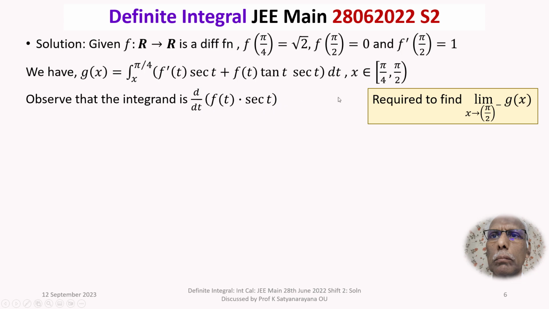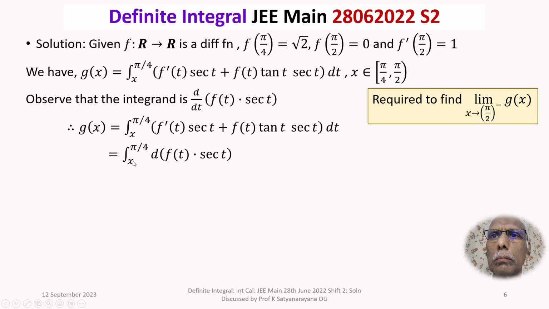So let's get into g of x. So g of x is equal to the definite integral from x to pi by 4 of the integrand, which is equal to the integral from x to pi by 4 of d of f of t secant t, the perfect differential of f of t secant t. So the integral of the differential is the function. So that will be equal to f of t secant t, to be evaluated between the limits x to pi by 4, where x belongs to the semi-closed interval pi by 4 to pi by 2.